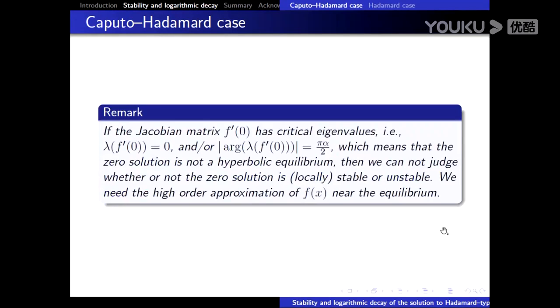Now there is a remark. If the Jacobian matrix has a critical eigenvalue, that is a zero eigenvalue, or the arguments of the eigenvalues in absolute value equal pi alpha over 2, which means that the zero solution is not a hyperbolic equilibrium, then we cannot judge whether the zero solution is locally stable or unstable. We need the high order approximation of the vector field near the equilibrium.